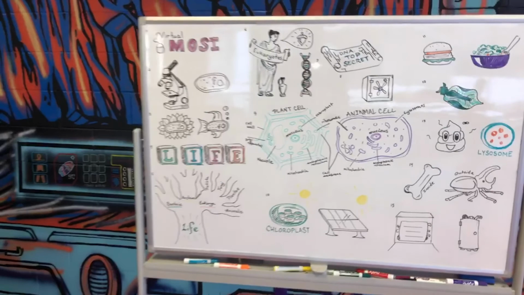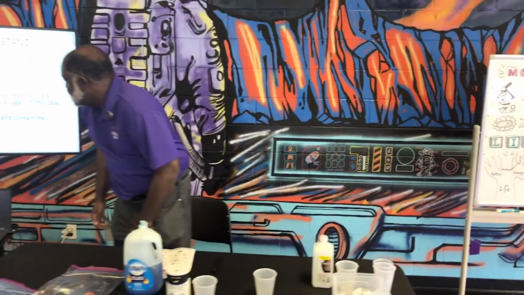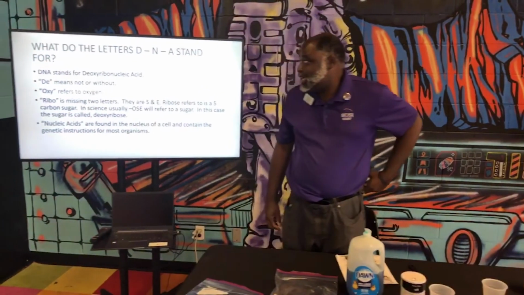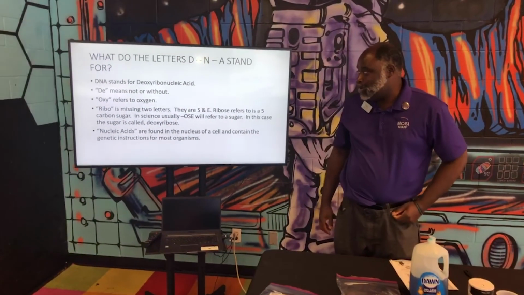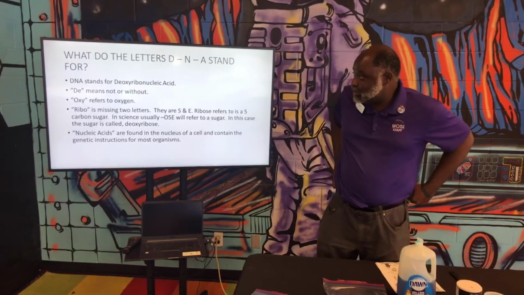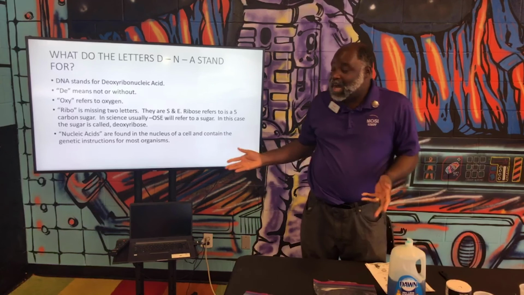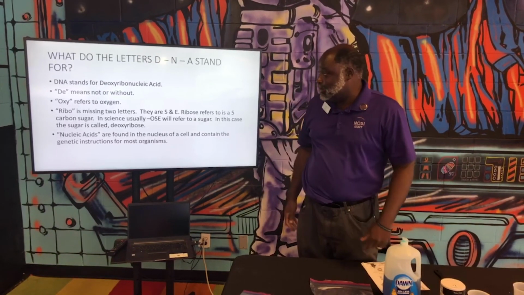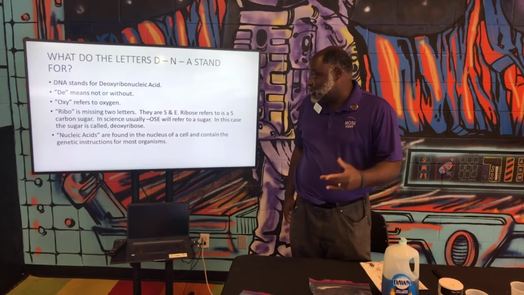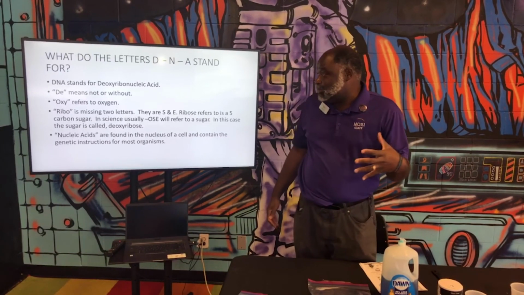Now, a lot of people often ask, well, what do the letters DNA stand for? So DNA stands for deoxyribonucleic acid. To break it down even more, the D means not or without, oxy refers to oxygen, so the gas that we inhale. Ribo is missing two letters, S and E, and so ribose refers to a 5-carbon sugar.